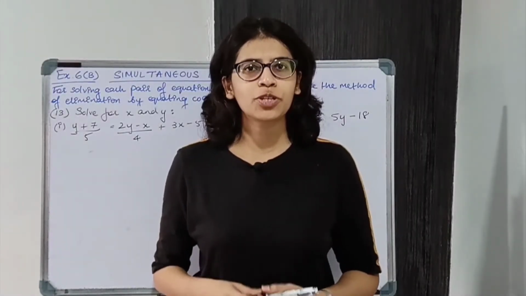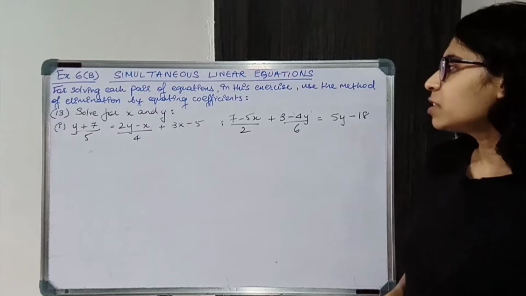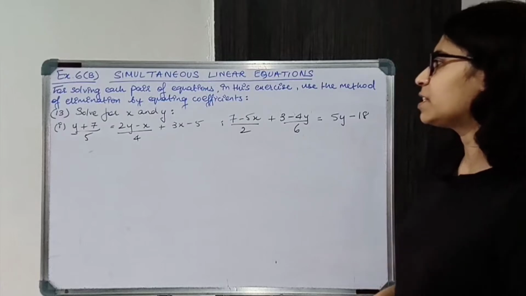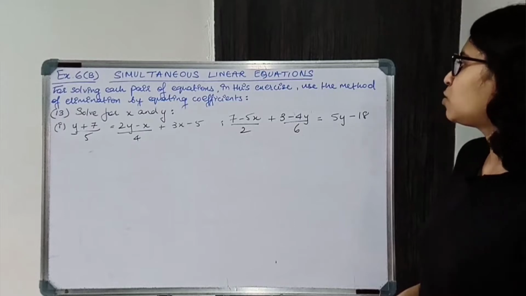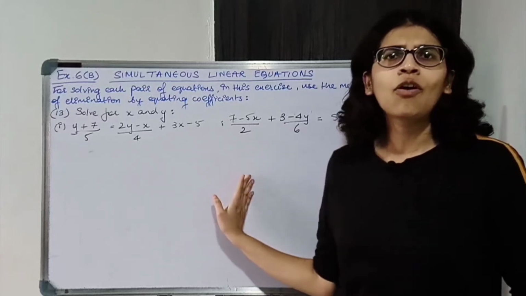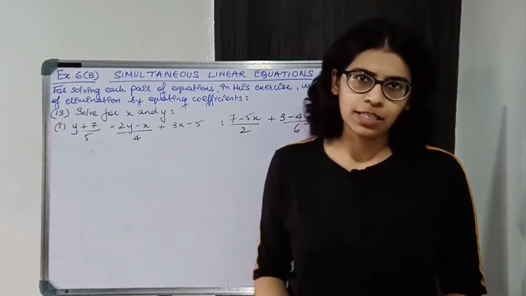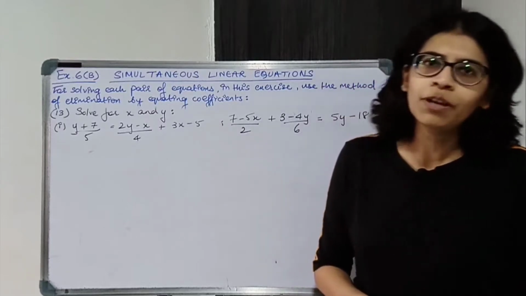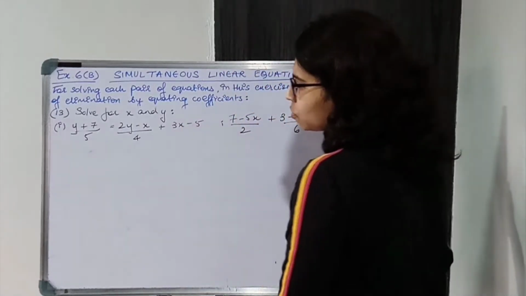Coming to next question, question number 13. Now we have to solve for x and y. First sub question is y plus 7 by 5 is equal to 2y minus x by 4 plus 3x minus 5. Other equation is 7 minus 5x by 2 plus 3 minus 4y by 6 is equal to 5y minus 18. This is clearly not in the required form. We want to bring it in the form ax plus by is equal to minus c. Variables should be in the LHS and number in the RHS, and there should not be fractions or decimals. So we'll remove that. So let us solve the first equation.